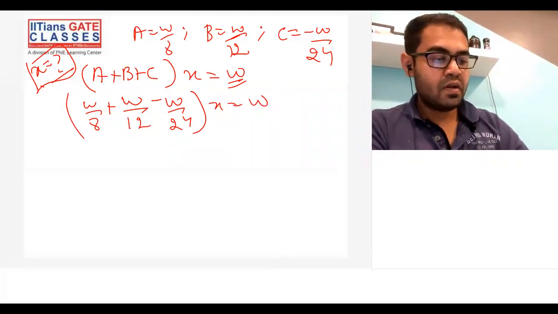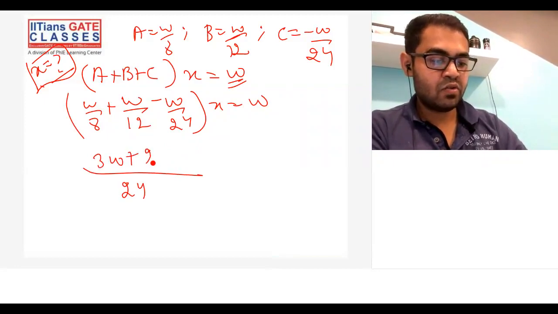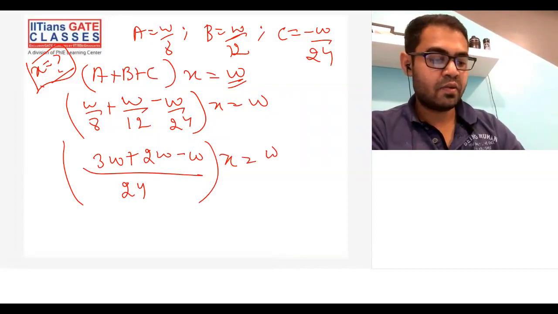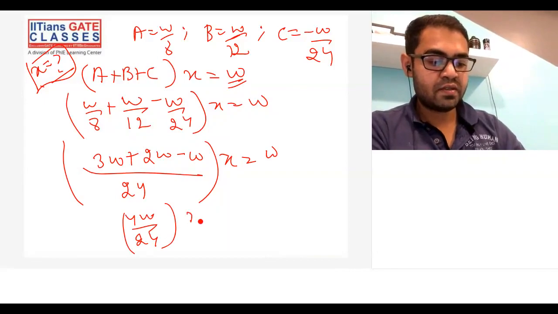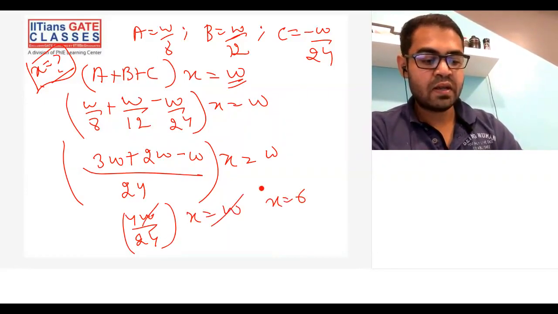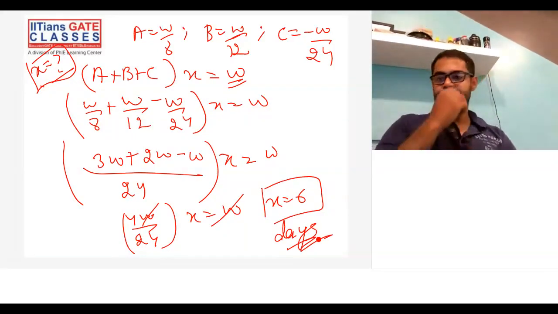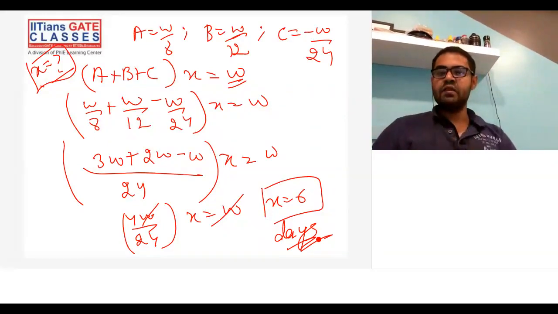All right. So let me take the LCM 24, then this becomes 3W, this becomes 2W, and this becomes minus W. So this is 4W again by 24 times X is equal to W. W and W will cancel. So from here, you get X is equal to 6 days. So if they work for 6 days, they'll be able to complete the task.